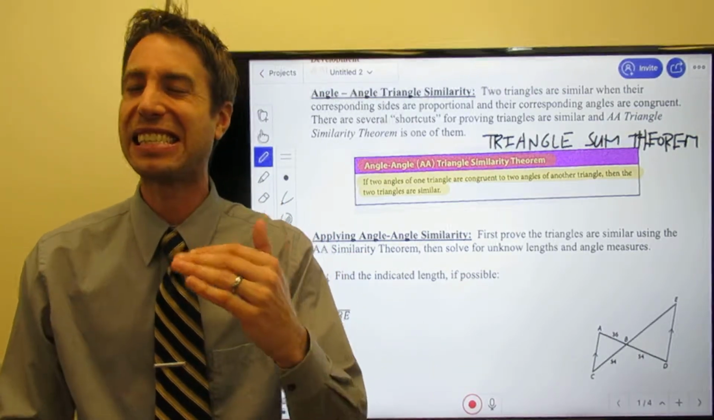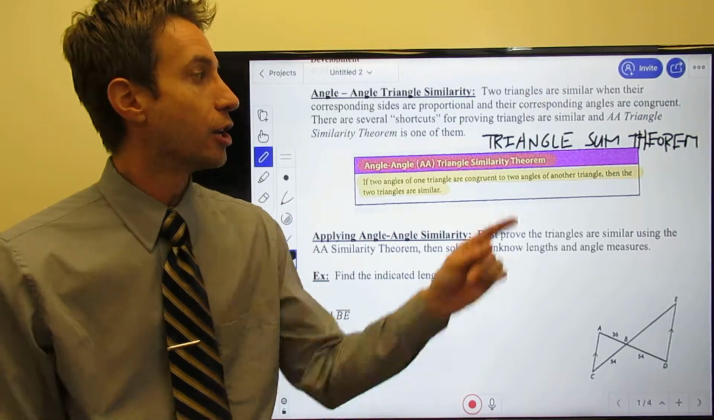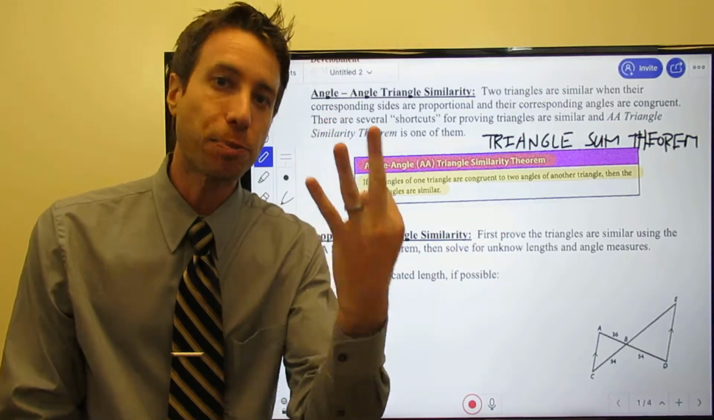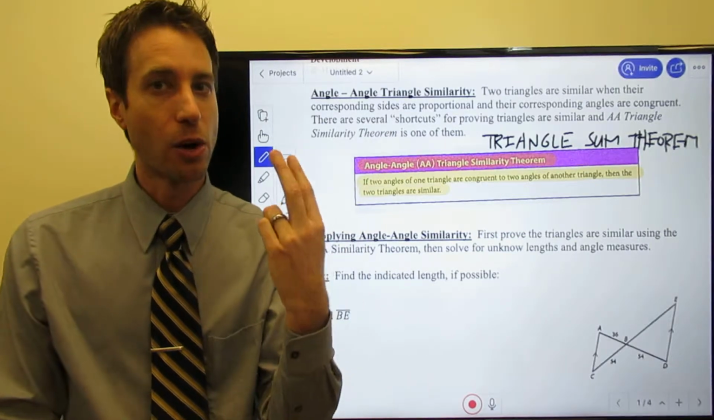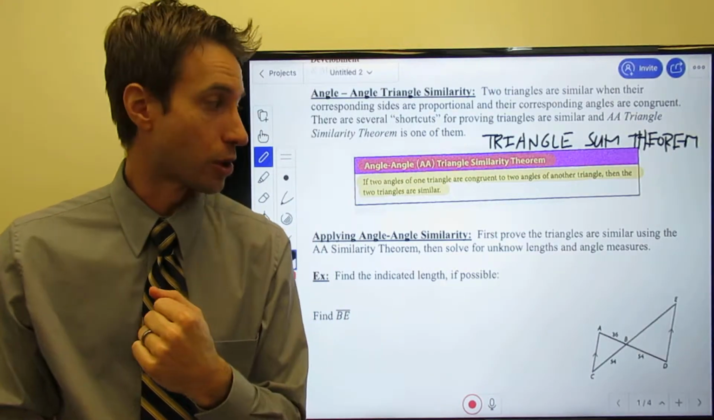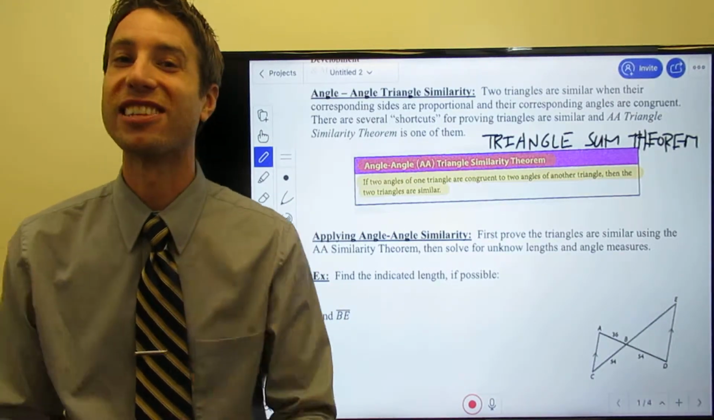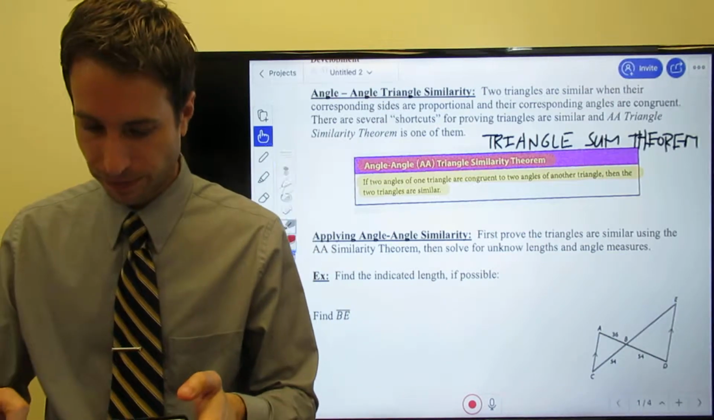So again, saving ourselves some work. Using the triangle sum theorem, we don't have to prove that all three angles are congruent. We only have to show that two angles are congruent. So let's take a look at how this works.